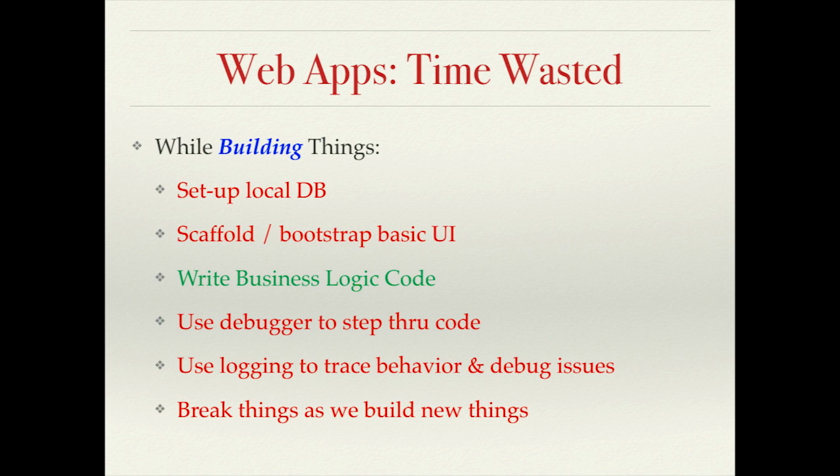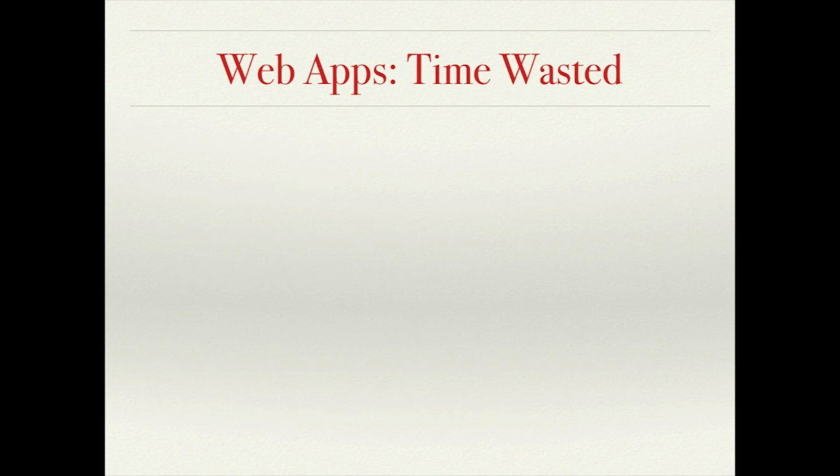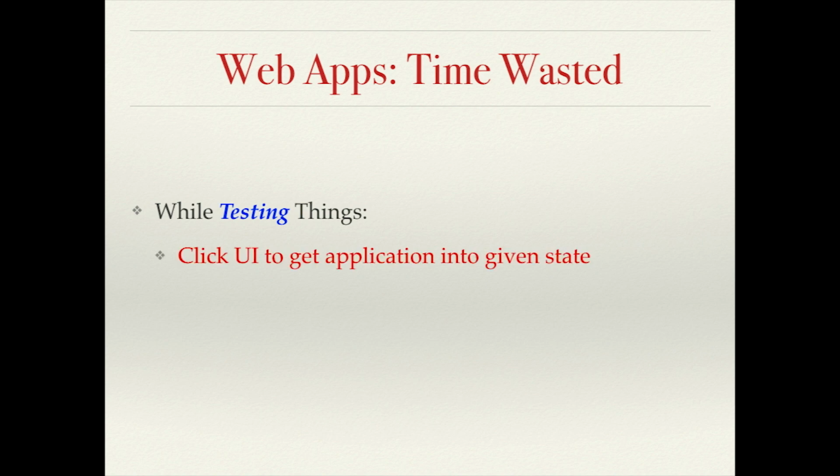Now, once we've built things, now we're going to test things. So everything that's in red, in my opinion, is bad. What's in green, that's what we came here to do, write that business logic. So when we test things, we wrote all of this code, and now we ask ourselves, does that code work? Okay, well, how are we going to do that? We're going to probably click on the UI, or we're going to whip up Postman to hit our API endpoint.